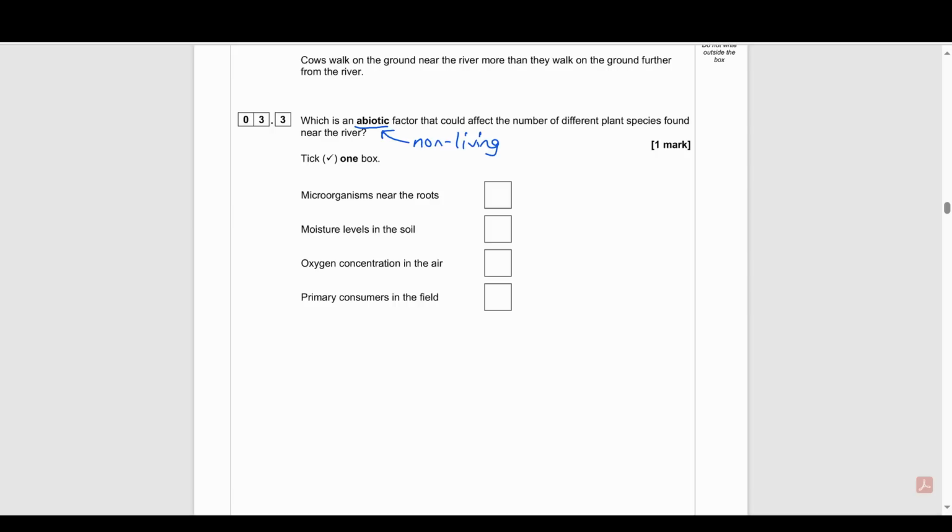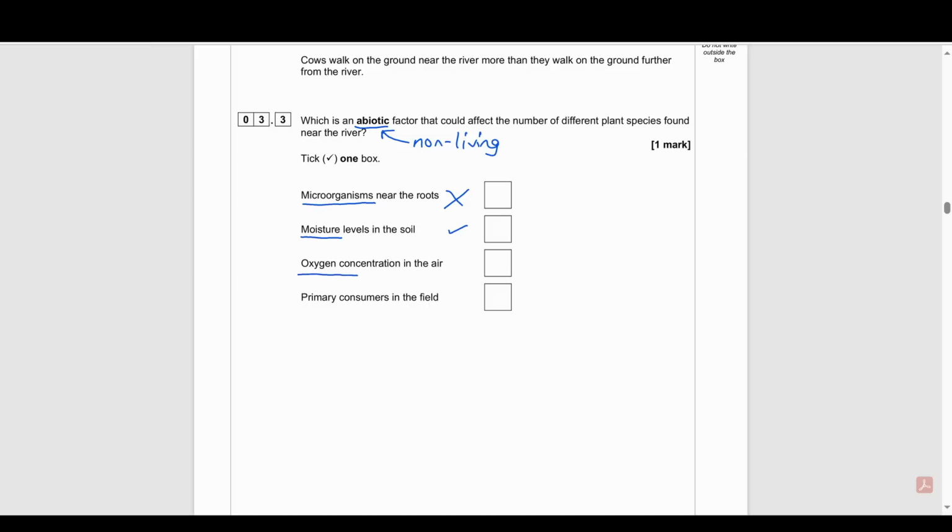So first one, microorganisms near the roots. Well, microorganisms could be bacteria, fungi. So this would be a living factor, biotic factor, so that's not correct. Moisture levels in the soil. Well, moisture is to do with water. So that is an abiotic factor, so that could be a correct answer there.